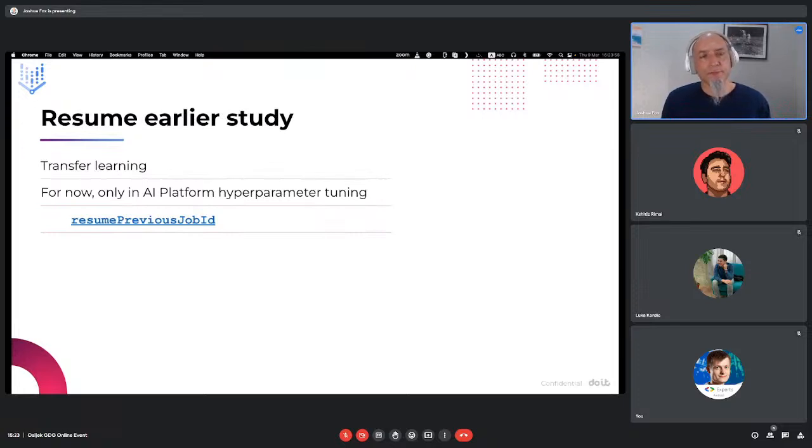Resuming the earlier study. This is done with transfer learning. And that means, let's say, for example, that you did an A/B test and you try different variations and choose the best. A month later, the product managers come to you and they say, we want to change the website. Okay, let's do another A/B test. But you want to get the value out of the previous one. So you can tell Vizier to continue with the previous one and just add more learning to that one. This only exists in AI platform hyperparameter tuning, which is exposing Vizier. Resume previous job ID.